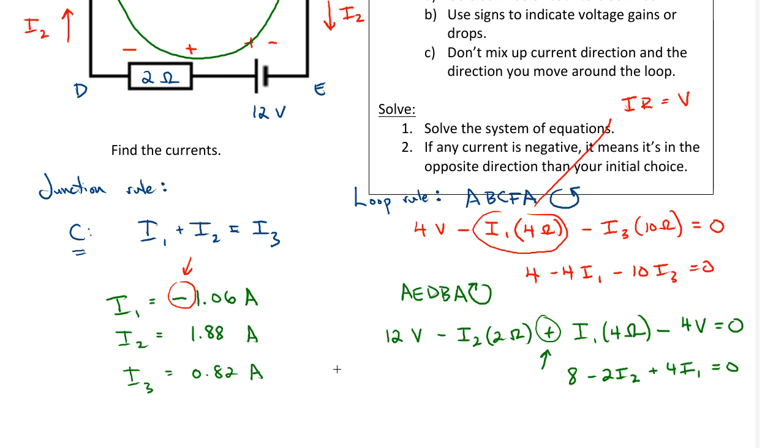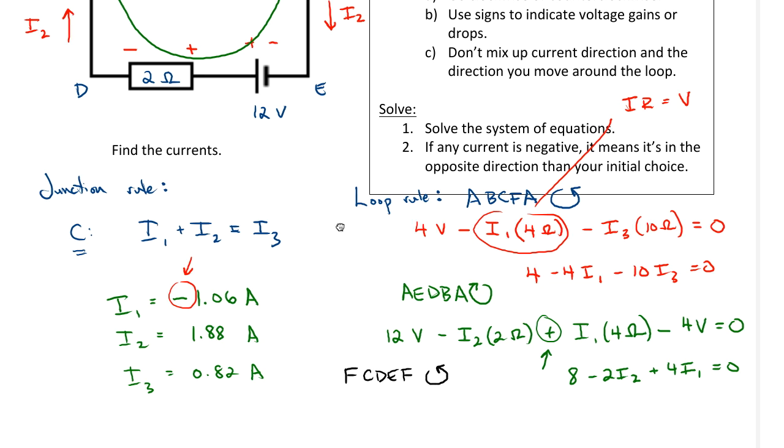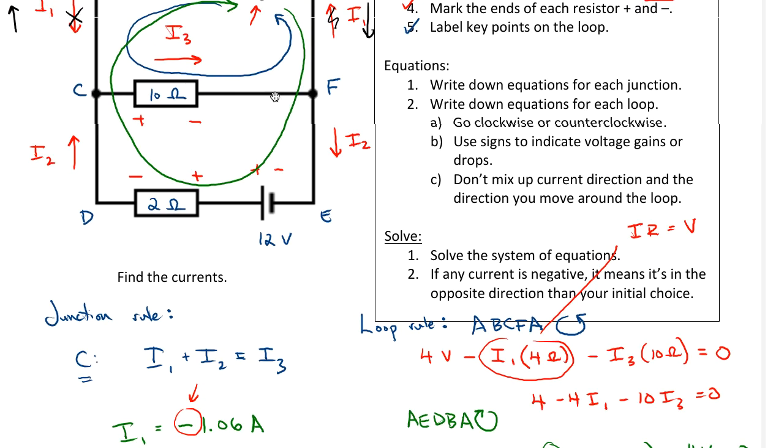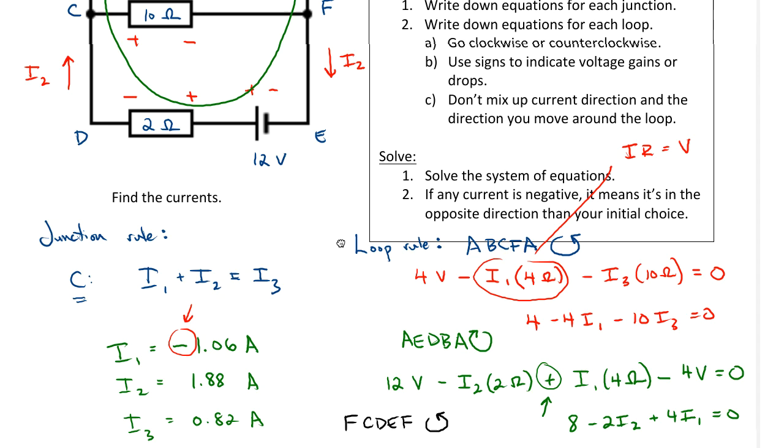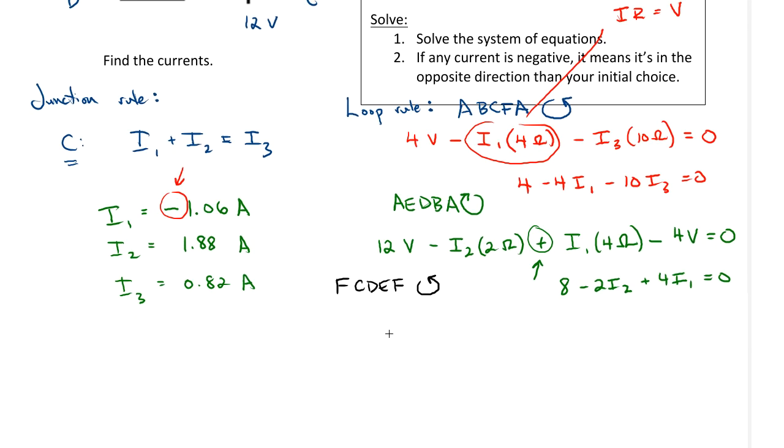Just one more thing: we only needed this many equations to solve, but you also could have used loop F, C, D, E, and back to F, and let's say we went through that counterclockwise. So here we're starting in this small bottom loop and going around like that. If you did that, to check your understanding, you'd see that you get 10 times I3 plus 2 times I2 minus 12 is equal to 0. And you could have used that as one of the equations as well. So that's Kirchhoff's rules and how to use them to solve more complex circuits.